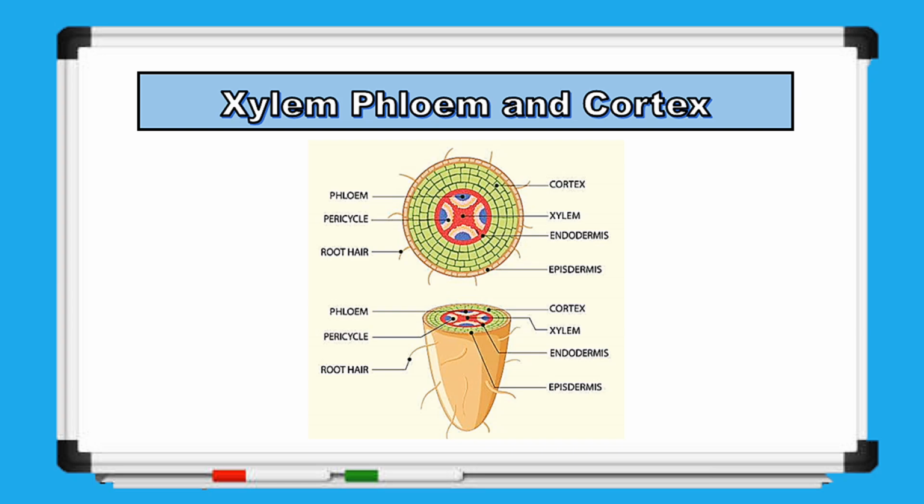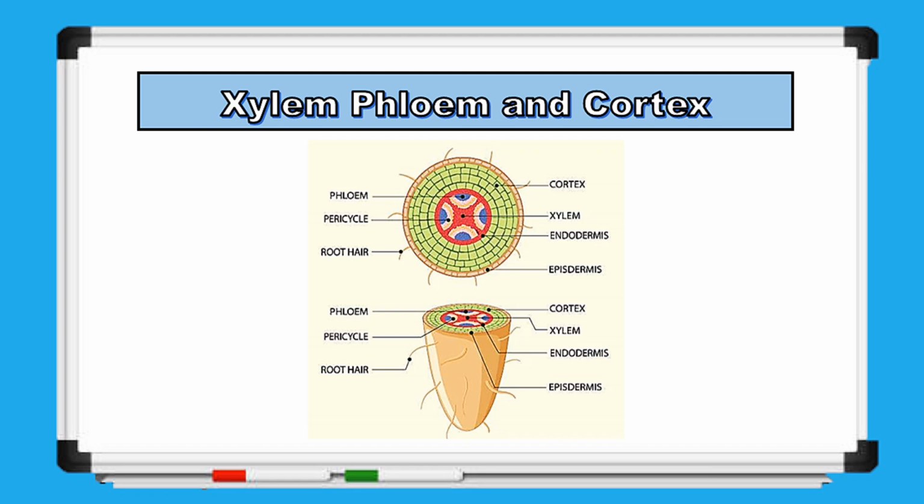Beneath the epidermis lies the cortex, a large region mainly involved in storing food and water. Surrounding the vascular tissues is the endodermis, which forms the inner boundary of the cortex. This layer contains the Casparian strip, which carefully regulates the movement of water and nutrients into the vascular cylinder. Just inside the endodermis is the pericycle, a layer of cells capable of producing lateral roots.